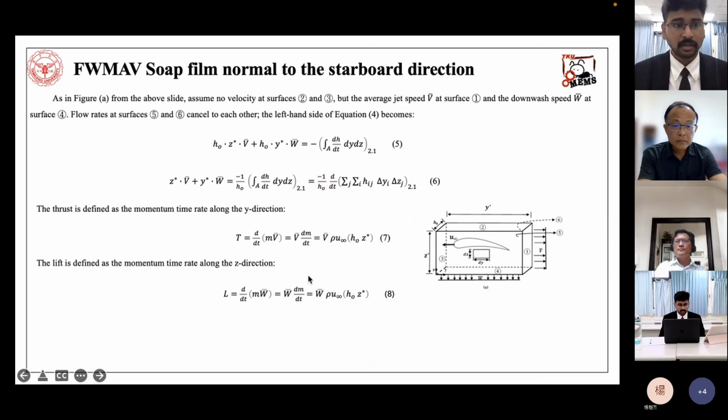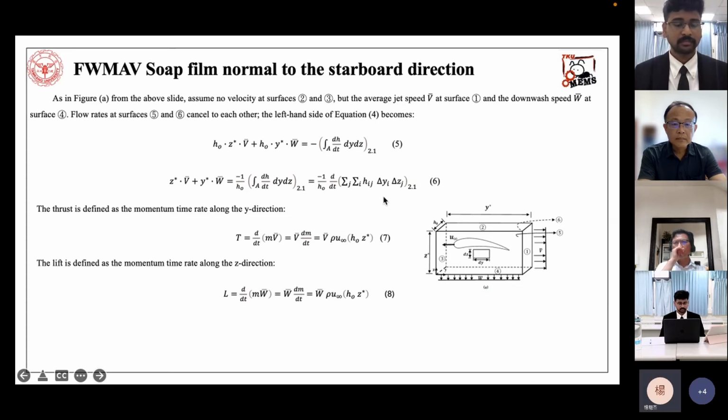Yeah, Prof. In this equation of the starboard direction, both the thrust and the lift have been integrated together. Okay, so you can see equation 6. There is a vertical V, the horizontal jet, and W, the speed.